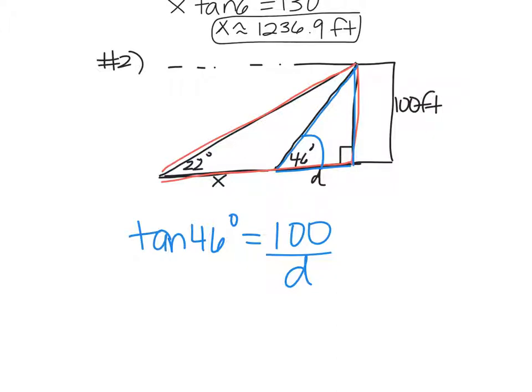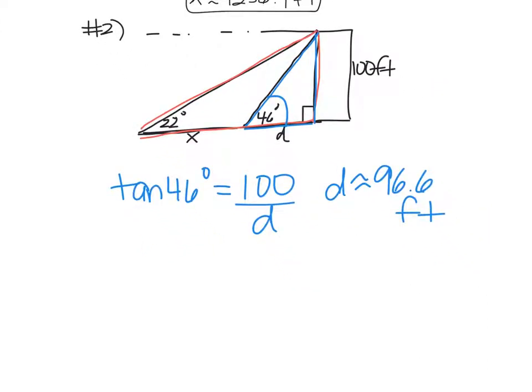So I can go ahead and solve and do 100 divided by tangent of 46. And so d is about 96.6 feet. Okay? All right, so then I can go ahead and plug that in here. And now I'm going to go with the big red triangle. And I can say that the tangent of 22 is opposite 100 over adjacent.